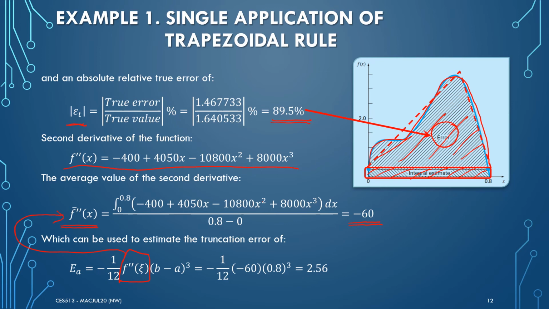So after calculating, we get the EA, or the truncation error, equal to 2.56. The average second derivative is not necessarily an accurate approximation of the second derivative of f. That's why we denote the error as approximate, EA, rather than ET.